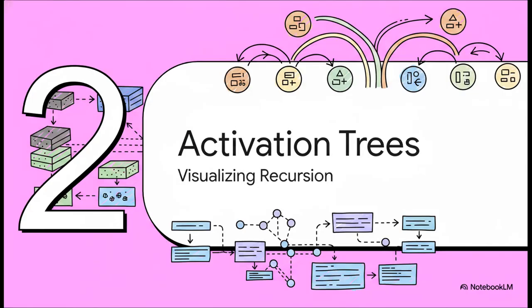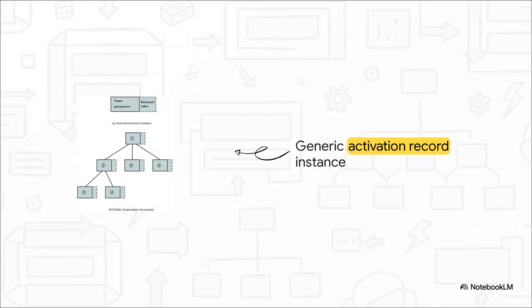Moving right along to Part 2, let's actually visualize this with activation trees. To really picture this process, we use what's called an activation record instance as our basic building block. Think of this as a snapshot of the current environment for one specific step in our program. It keeps track of the function's name, the exact parameters being passed into it for that specific round, and eventually the value it returns. This is our fundamental unit of work.